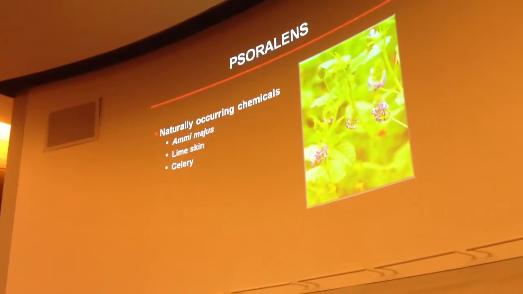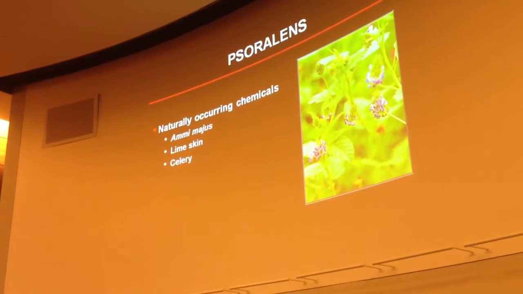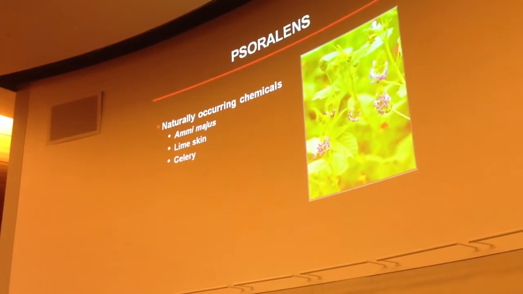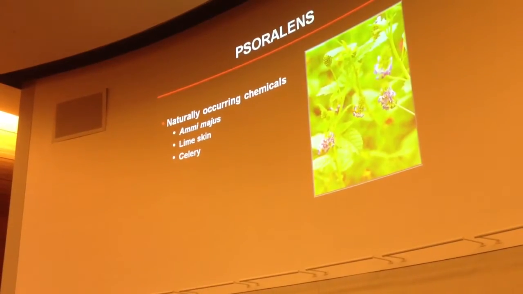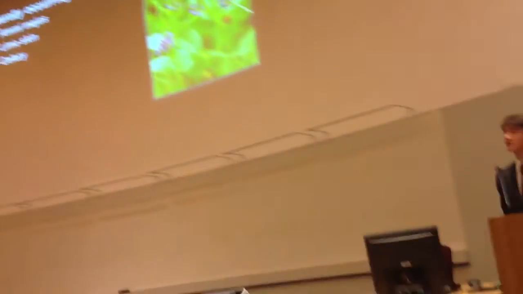Well, psoralens are compounds that occur naturally. So you find them in plants like Ammi majus, for example. There's actually a common folklore medicine used in ancient India, back in Ayurvedic medicine. But you also find it in more common plants like lime skin and celery, and in fungicides.